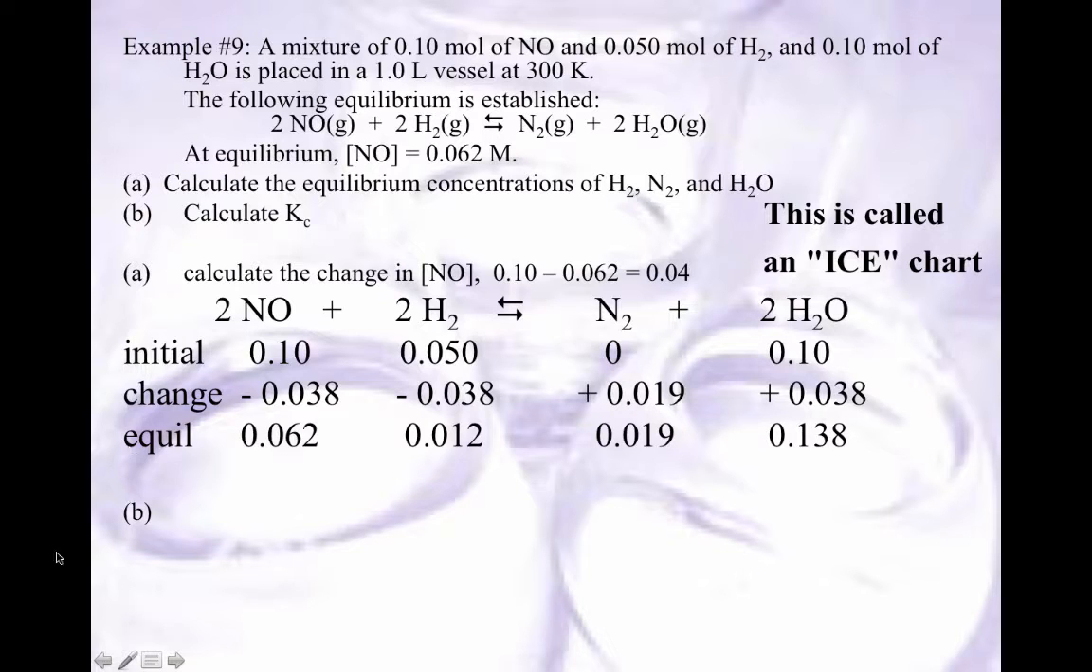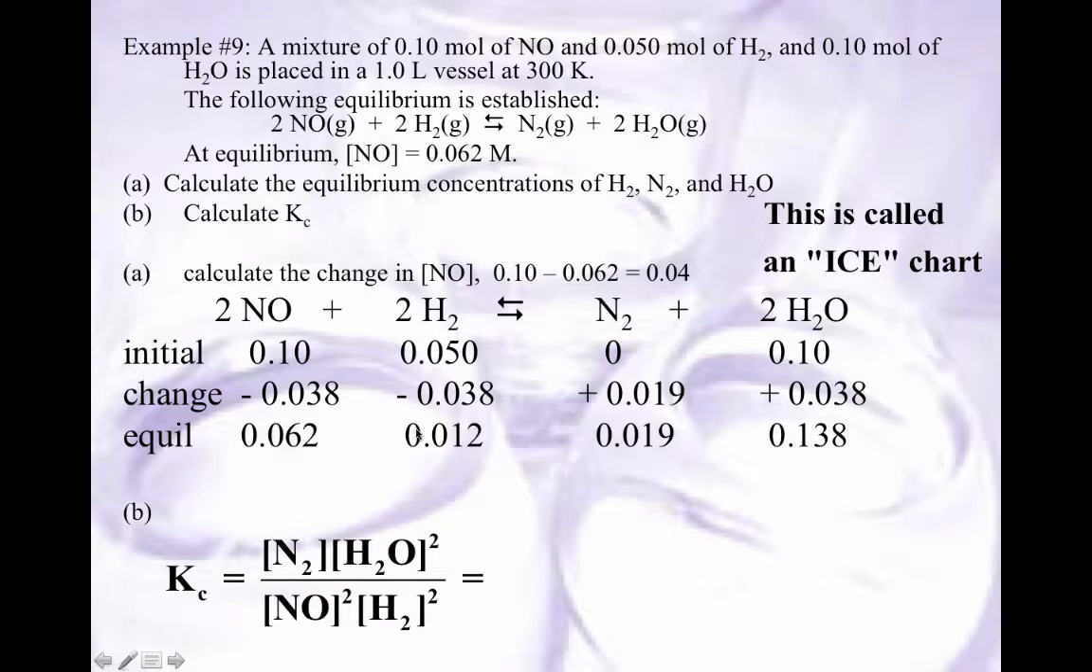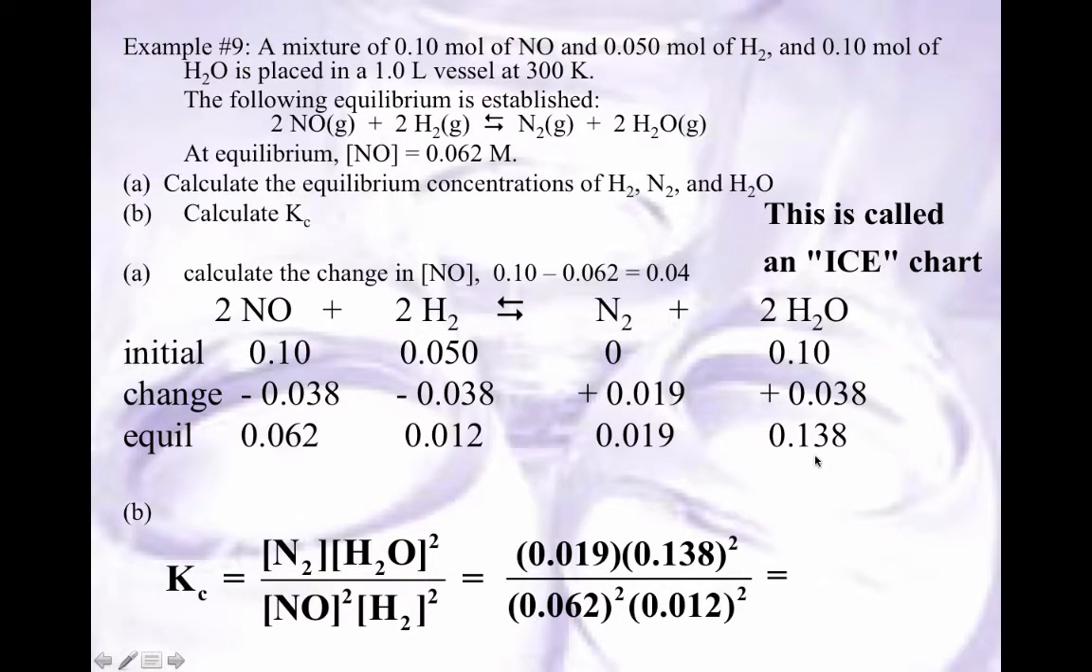So once you have the equilibrium concentrations, we can then calculate Kc. We can calculate the equilibrium constant expression. So for Kc, first write out your equilibrium constant expression. So products over reactants. So concentration of N2 times the concentration of H2O squared because of the coefficient over the concentration of NO squared times the concentration of H2 squared. Once you write your expression, plug your numbers in. So 0.019 times 0.138 squared over 0.062 squared and 0.012 squared.